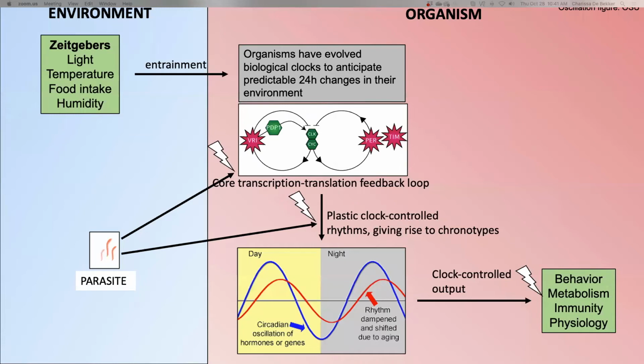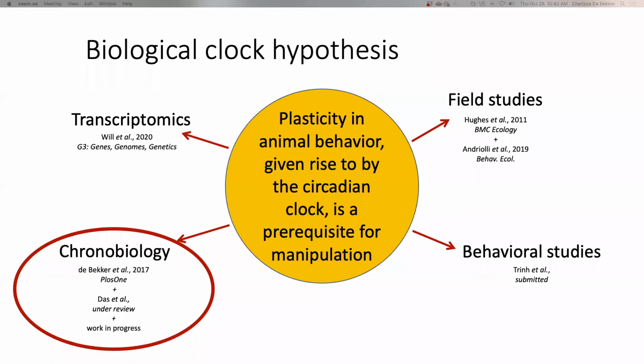Now, what we're thinking can be going on here is that when you have a parasite with its own clock, it might be able to actually break into this process at any point. We don't really know where this is, if this is at the core clock, or at the output of the core clock, some of the clock-controlled aspects. We don't know that, but what we think is going on, at least for Ophiocordyceps, is that it is making use of plasticity in animal behavior that is given rise to by the circadian clock, and that it can use this as a prerequisite for manipulation.